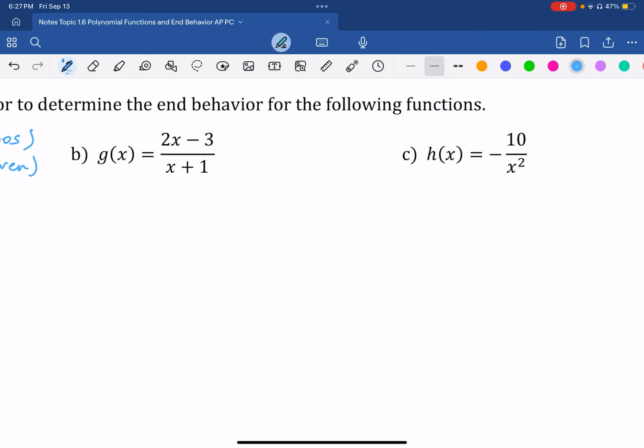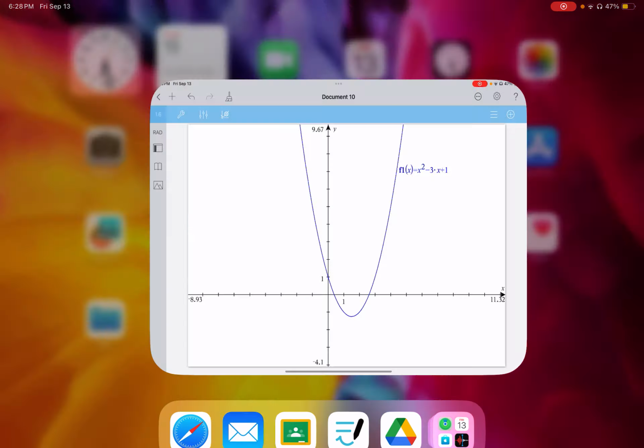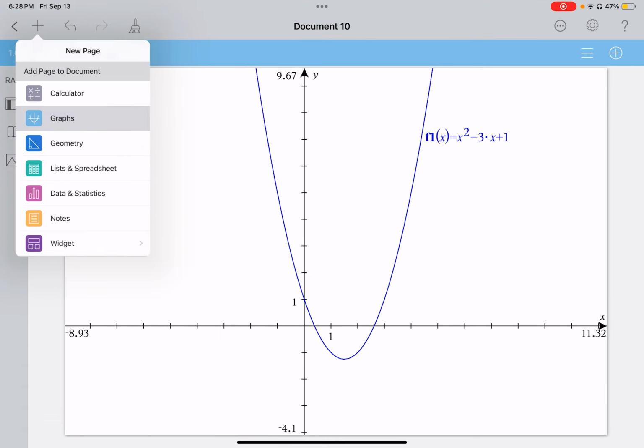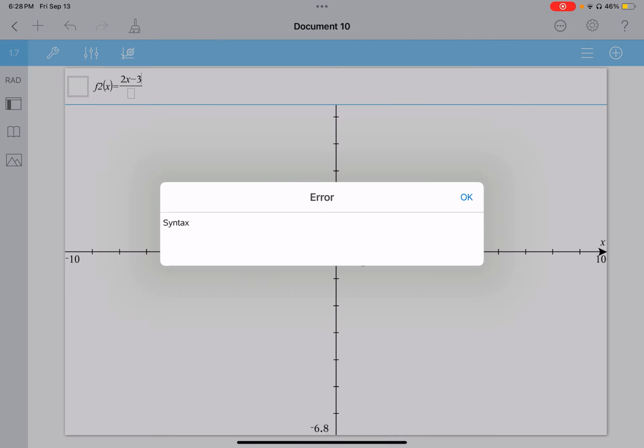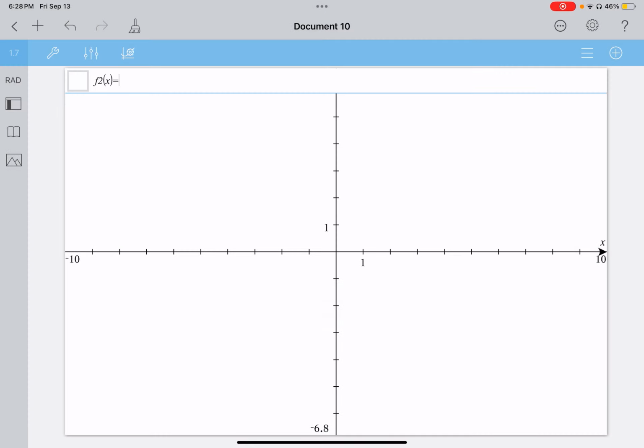Now, B is not a polynomial function because I see division. So I cannot use the methods of finding the leading coefficient and the degree. I'm actually going to teach you how to do this by hand in lesson 7, but for now we'll rely on the calculator to see what the limit would be. Okay, so let's go ahead and graph this. So in the numerator we have 2x minus 3, and in the denominator, what happened?